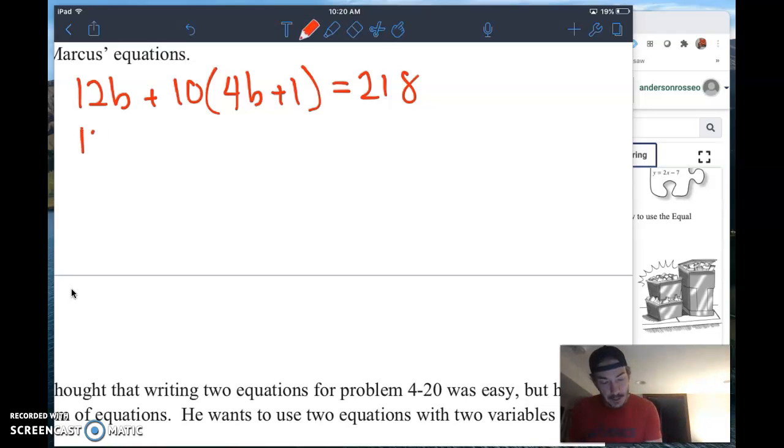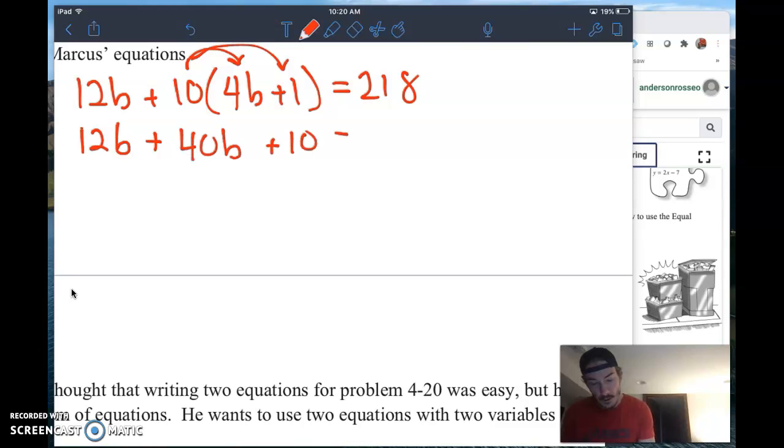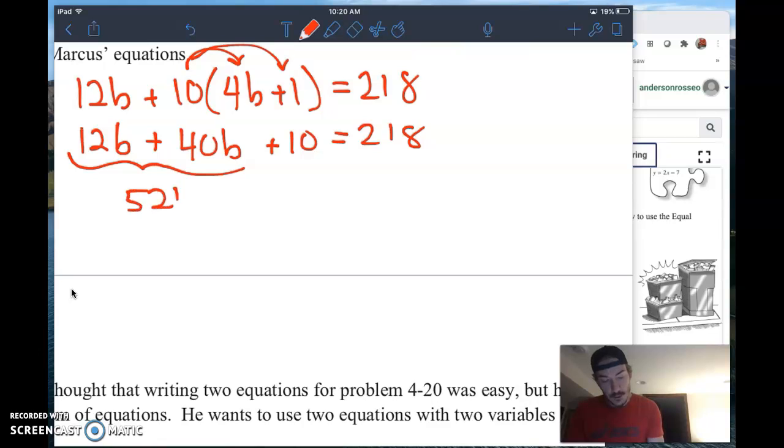All right, I'm not going to touch this 12b yet, but I am going to distribute this 10. If you need to, write that generic rectangle out. It ends up being 40b plus 10 more, and that's equal to 218. Now I think it's a wise move to combine these like terms, 12b and 40b. That makes 52b for us, and 10 more. And finally, the right-hand side still hasn't changed. We've still got 218 over there.